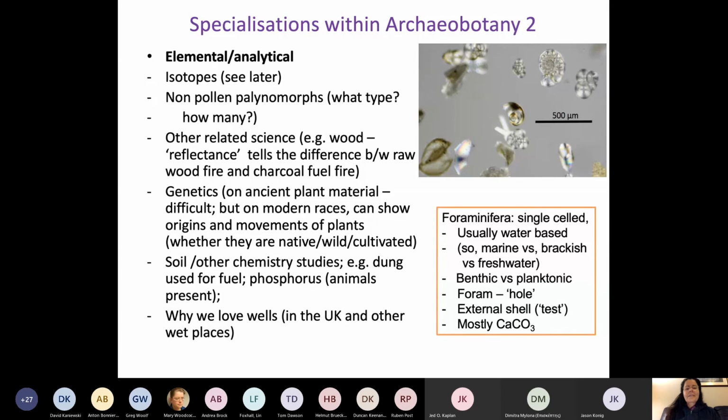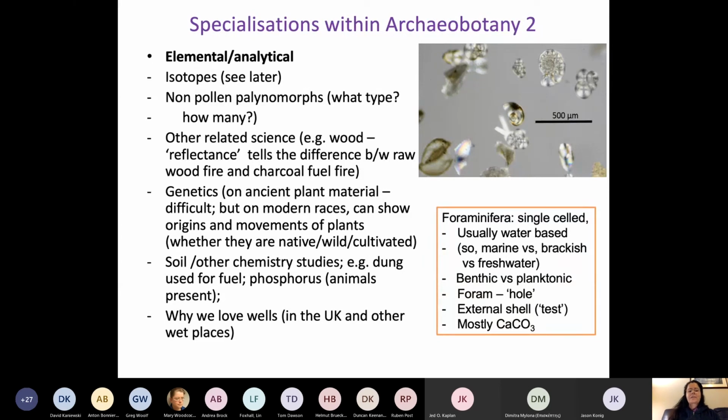I'm not going to talk to you about all the different kinds of chemistry and science that can be done on charcoal and on seeds, but we are getting further with different kinds of study. For charcoal, we're starting to be able to tell the temperature that things were burnt at, and in particular tell the difference between a raw wood fire and a charcoal fuel fire. That's important because you use a lot more wood from a forest if you make charcoal first and then transport that somewhere to be used as a fuel than if you just burn your raw wood in the first place.